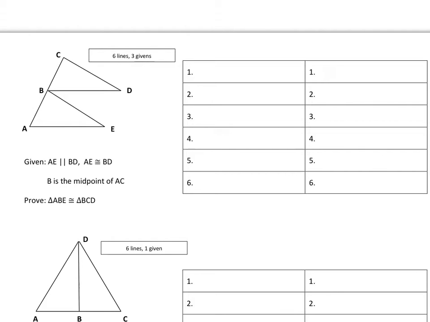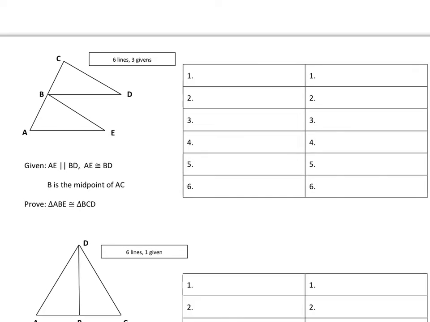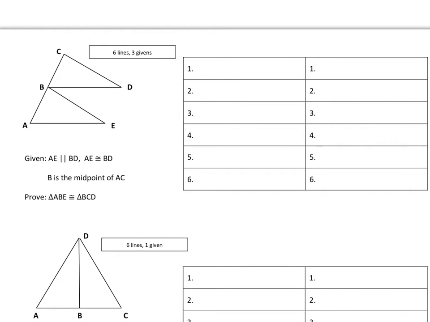So the first thing I do is I write one of my first givens. My first given tells me that AE is parallel to BD, and that of course is a given. Knowing that AE is parallel to BD also lets me know that angle A and this angle B right here are congruent.